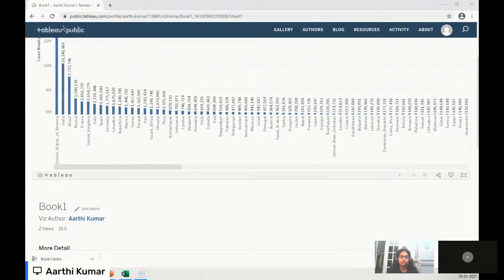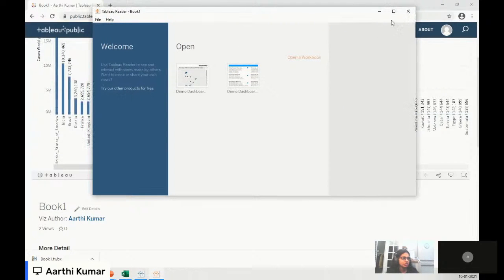Tableau Reader is used only to read what you have prepared. Think of it like a PDF viewer, like an Adobe PDF viewer. You can view the visuals in Tableau Reader, but you can't do any kind of edit. So yeah, this is another tool which is like the same.